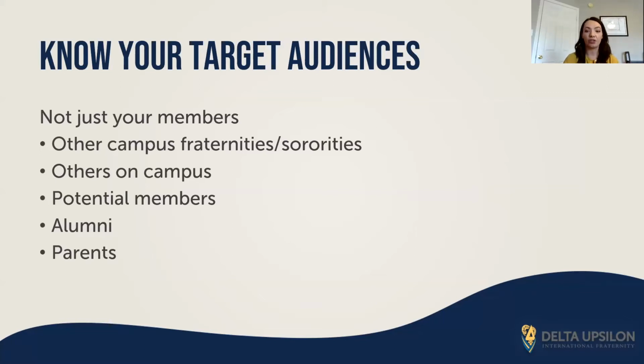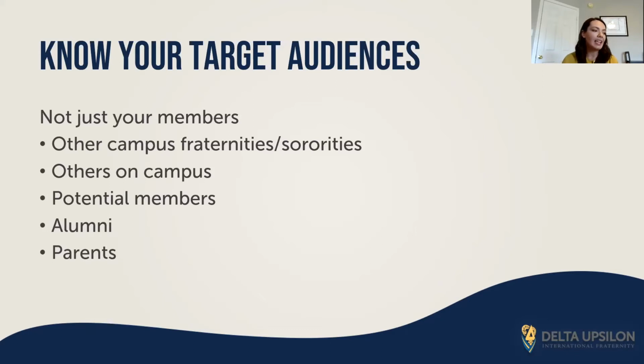And so outside of just your current chapter members, folks following our chapter social media accounts include other campus fraternities and sororities, other folks on campus, and that can include our members' friends and even potential members, our alumni and parents. And I think those are probably the biggest audiences we have from our chapter accounts. And so recognizing that those people all follow our accounts and making sure that we're giving them content that is related to them.